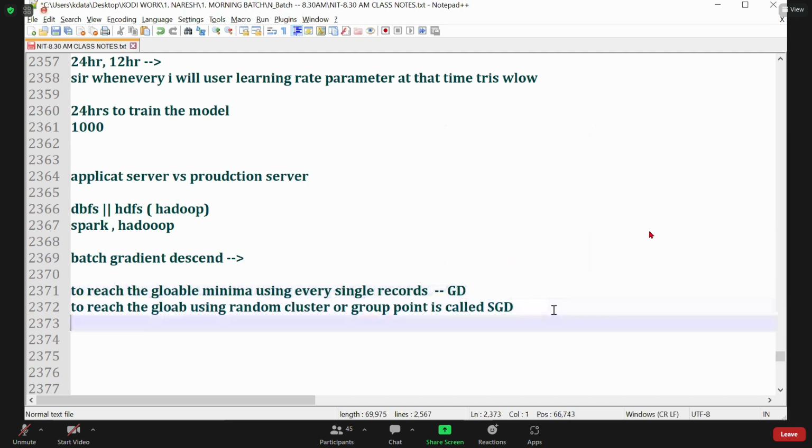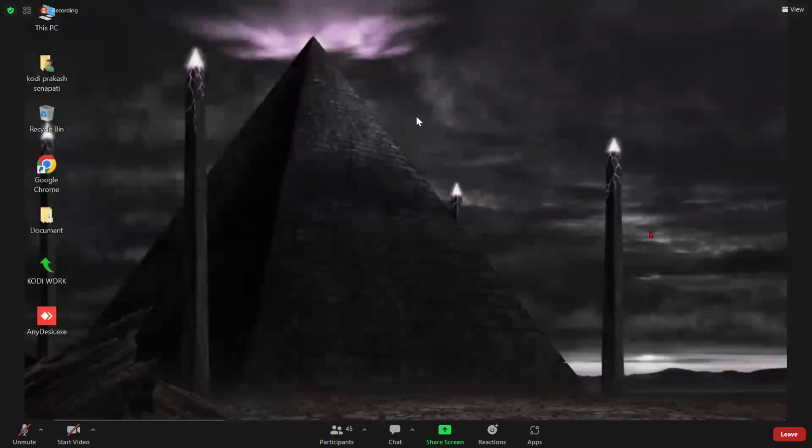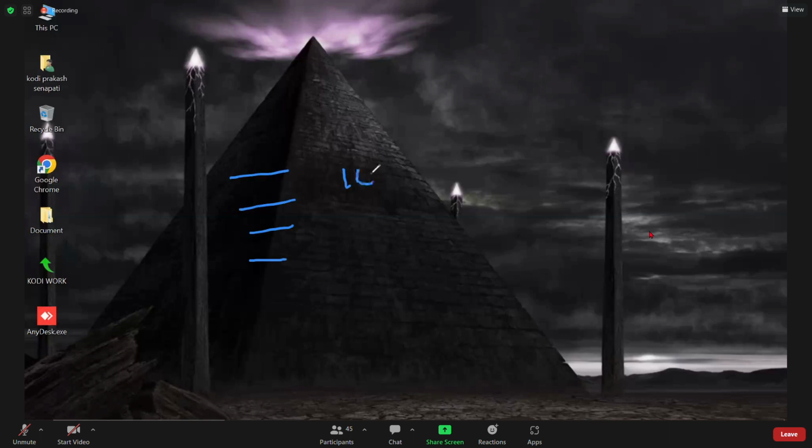But what is batch gradient descent? Anyone, guys? This is also a group of data points, right? But what is a batch? Anyone, guys? So assume I have 1,000 records. How many records, guys? 1,000 records. Let's say 1, 2, 3, 4, 5. If I take batches of 100, that means 1000 divided by 100.